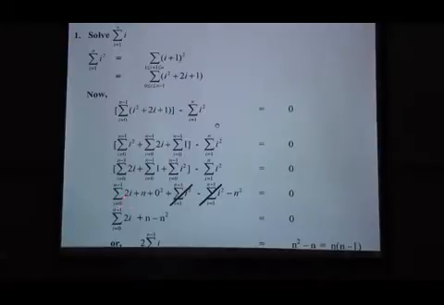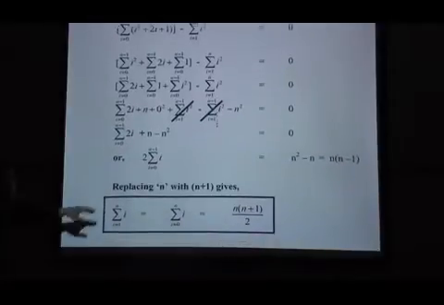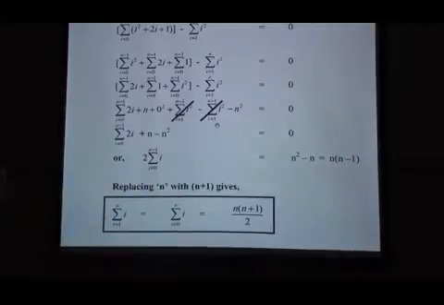So what we're going to end up having, let's go up a little bit higher, is that these are going to cancel, so we're going to have this summation plus n minus n squared. And then I'm moving it over here, so it's n squared minus n, which is equal to n times n minus 1, and this is equal to 2 times the summation of i. So now all I need to do is divide by 2, and I get the summation of i is equal to n times n minus 1 over 2.